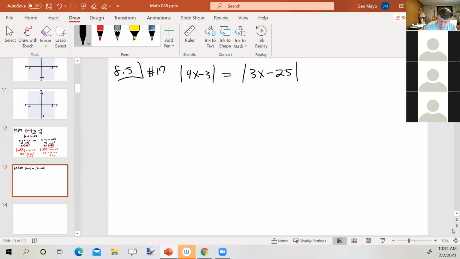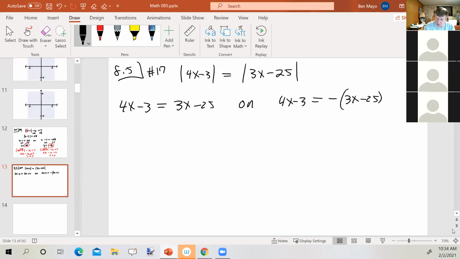It's already there. So one of our equations is going to be what's inside of the first equals what's inside of the second. And the other one is going to be what's inside of the first equals the opposite of what's inside of the second. Notice I put parentheses around the 3x minus 25 on the right side. We're then going to distribute that negative eventually. Going back to the first equation, I'll subtract 3x from both sides and get x minus 3 is negative 25. Adding 3 to both sides, I get x equals negative 22.